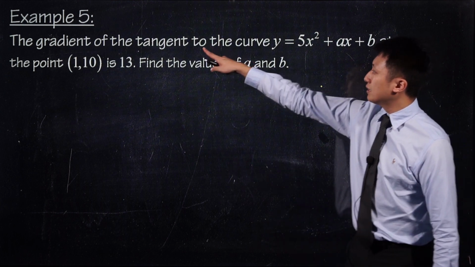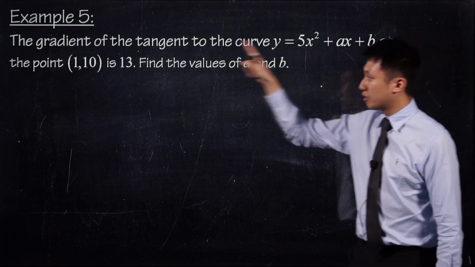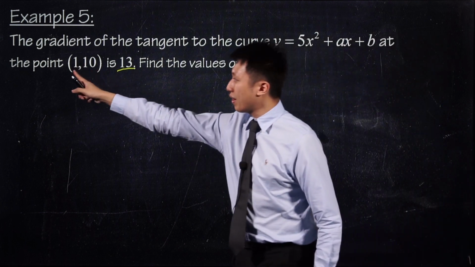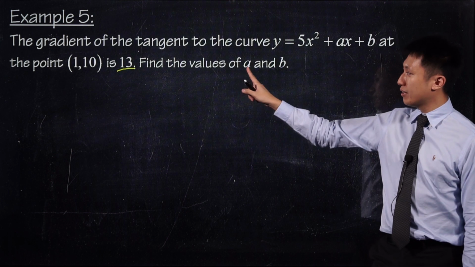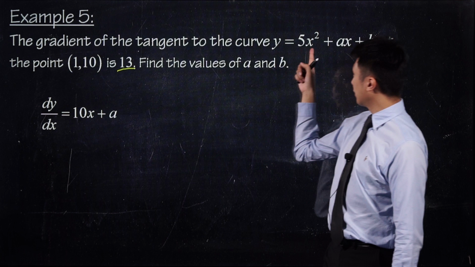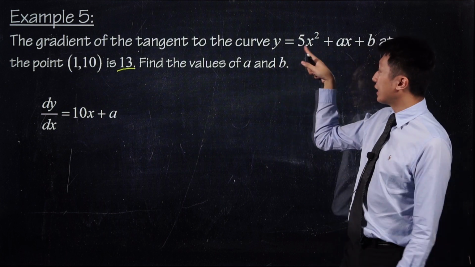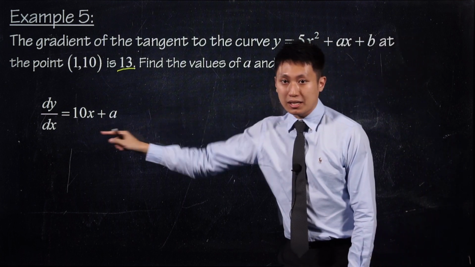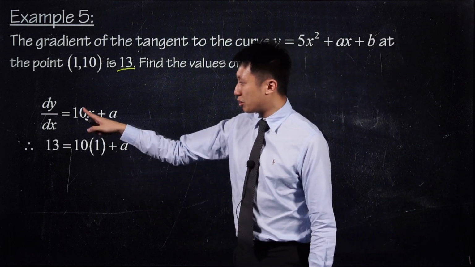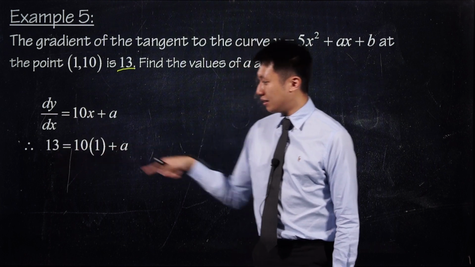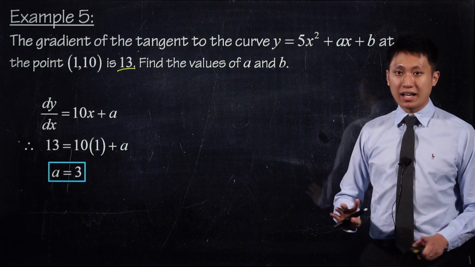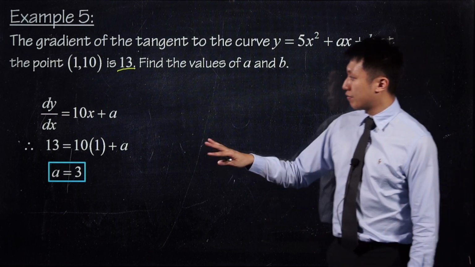Next, the gradient of the tangent to the curve, this one, at the point, this one, is 13. dy/dx when x equals 1 is 13. Find the values of a and b. First of all, you differentiate from here to get dy/dx, which has tan x plus a. You substitute 1, you get 13. So you get one equation. The equation gives a is equal to 3. So you are done finding a.